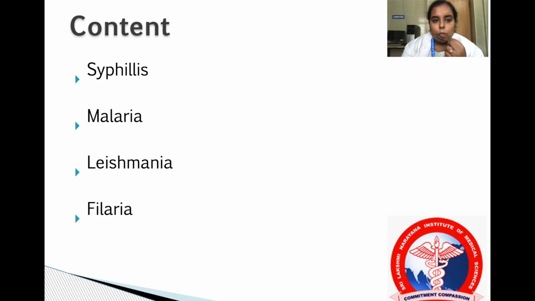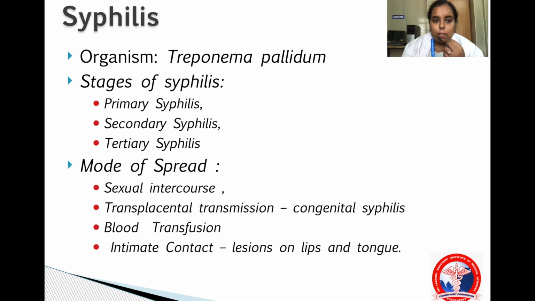So the few infectious diseases I'm covering are syphilis, malaria, leishmania, and filariasis. So coming to syphilis, the causative organism is Treponema pallidum, and it's important to know the stages of syphilis and its mode of spread, which include primary, secondary, and tertiary.